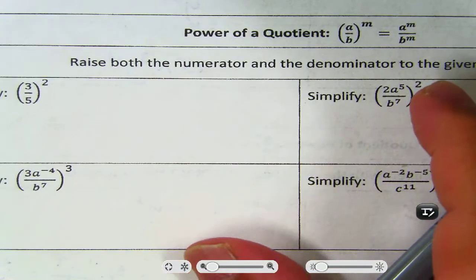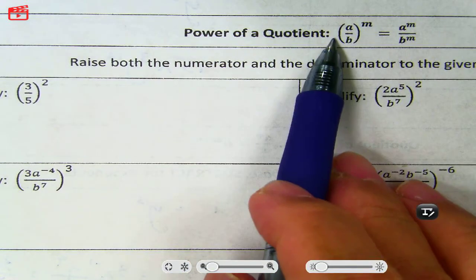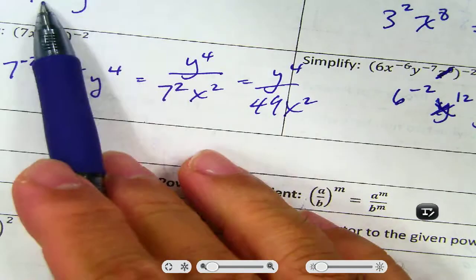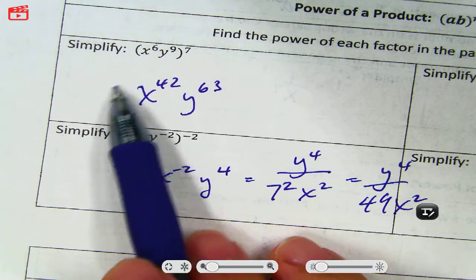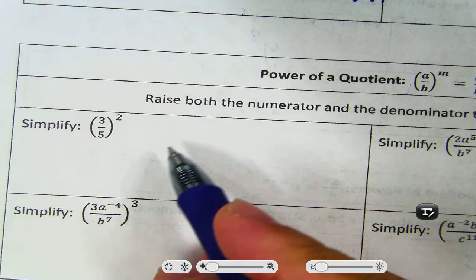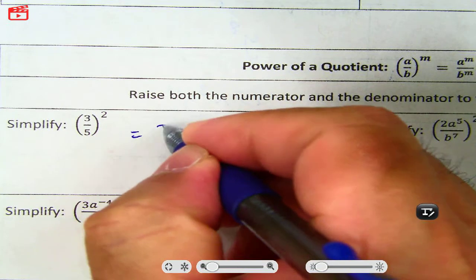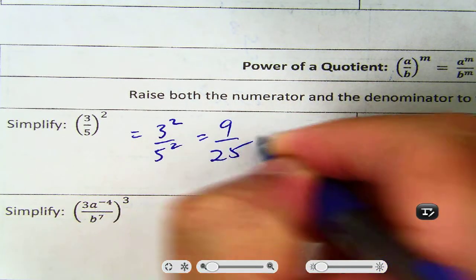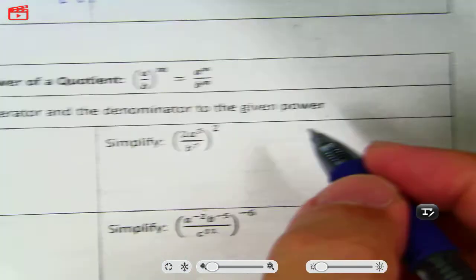A to the m over b to the n, so now if you have a quotient, you're still going to apply it like you did up there, where we had a product and we had an exponent. We had a product with an exponent, you distributed the exponent. Same thing here, we want to distribute that exponent. So it's 3 squared over 5 squared, which is just 9 over 25. And that's it.